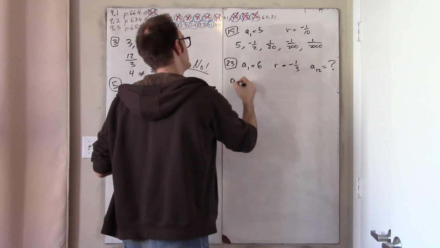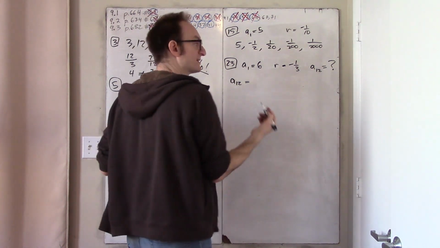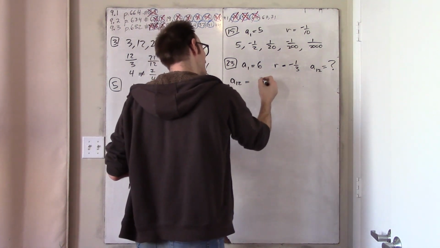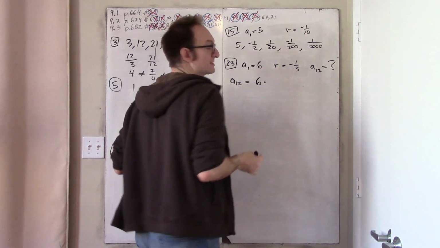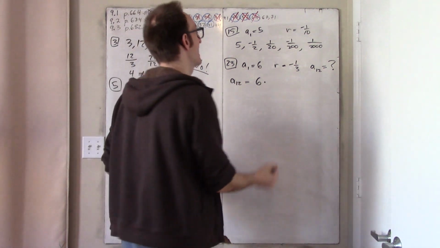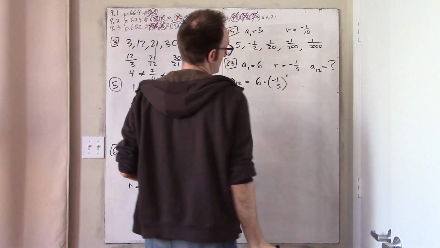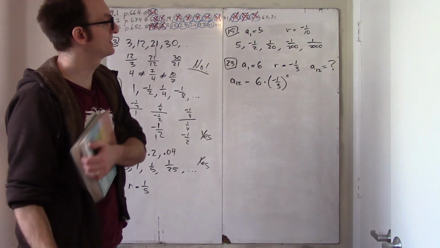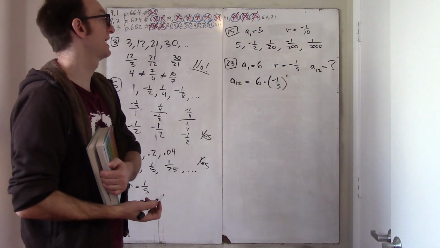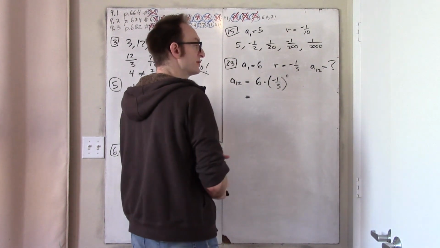All right, well, if the first term is 6 and we multiply by -1/3 each time, then by the time I get to the 12th term, what does the 12th term look like? It looks like 6 times 11 of these r's. I've multiplied by r 11 times, and I don't think I really want to do this. So I might just leave it like that, or something.